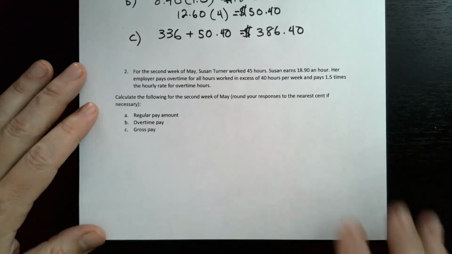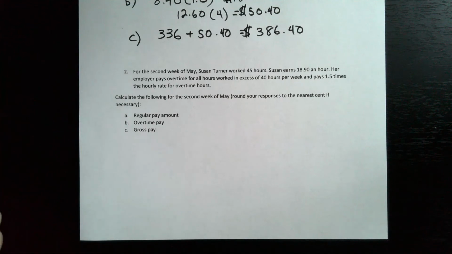For the second one, for the second week of May, Susan Turner works 45 hours. Susan earns $18.90 an hour. Her employer pays overtime for all hours worked in excess of 40 hours per week and pays 1.5 times the hourly rate for overtime hours.